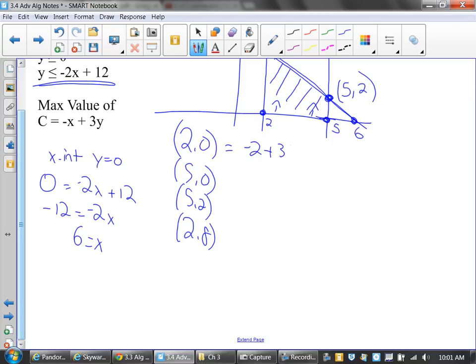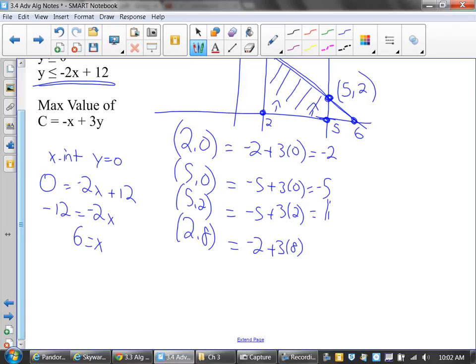So I take it, what's negative 2 plus 3 times 0? Negative 5 plus 3 times 0. Negative 5 plus 2 times 3. And negative 2 plus 2 times, oh, excuse me, I got lost in my letters here. 3 times 2. And this is 3 times 8. So when you solve each one of those values, you get negative 2, negative 5. You get 1. And then the last one you get 22.